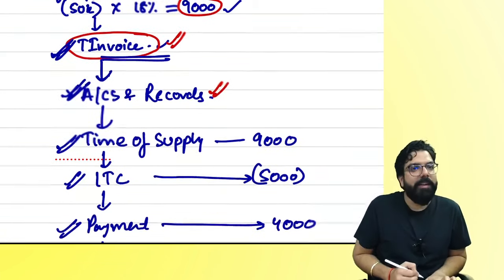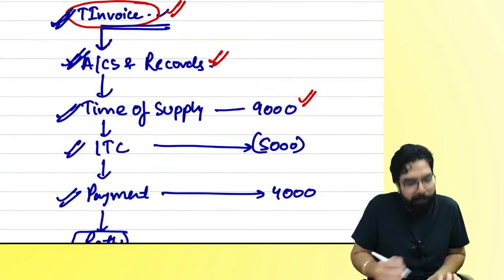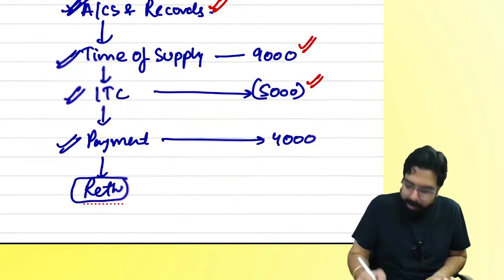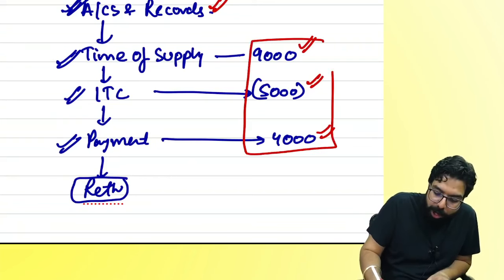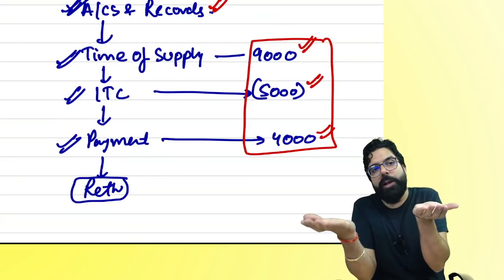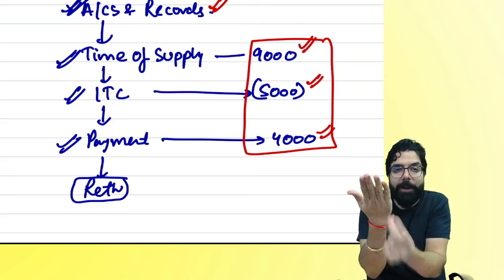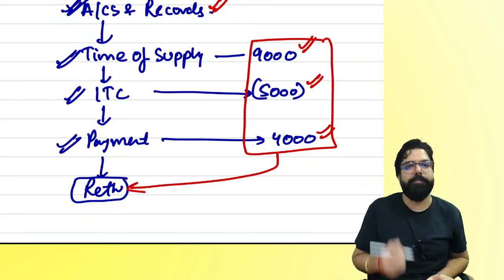So, next. Now, will I have to pay GST to the government? Sir, how to pay? First, I will use my credit. Remaining amount, I'll make my payment. Now, this whole story, sir, I collected from customer 9,000. 5,000 was my credit. I set it off. Remaining, I paid only 4,000. This whole story I have to tell in the return.